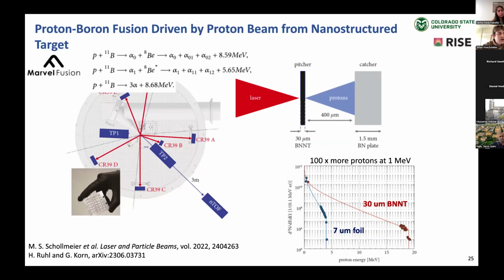At Colorado State, we are working with Marvel Fusion to use nanowires as a basis for a fusion scheme power plant. In this experiment that Marvel Fusion did in collaboration with Colorado State at the Aleph Laser facility, we measured boron nitride nanotubes as a pitcher with a boron nitride plate as the catcher, and measured significantly higher proton energies from the nanotubes than we did from foils also made of boron nitride. And these fusion reactions are the ones that Marvel Fusion were looking at through this experiment, also measured with time of flight spectrometers.